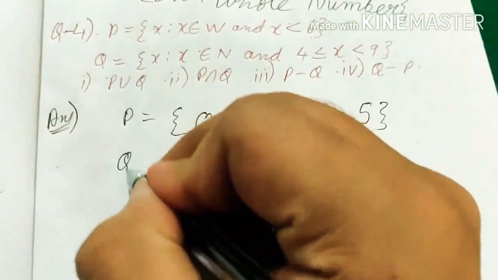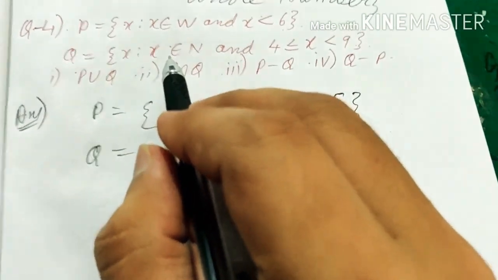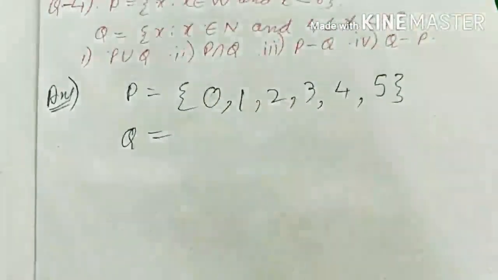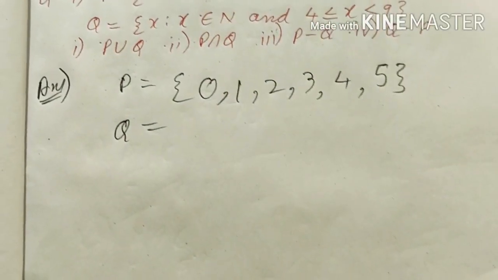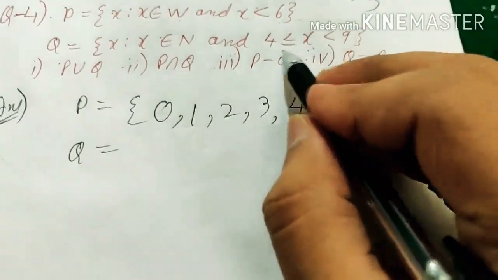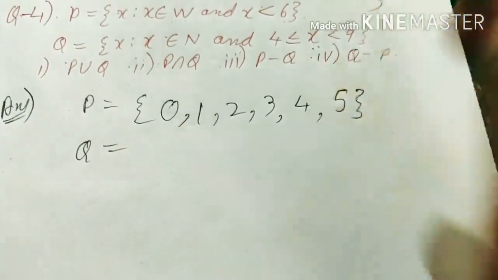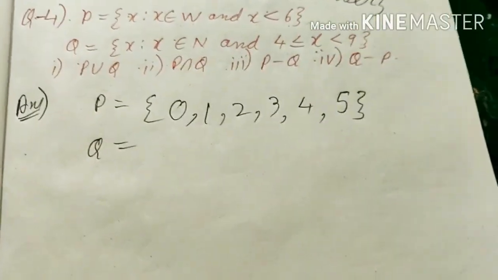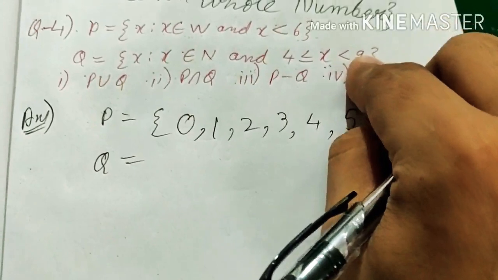What will be the Q set? Q set says that x belongs to natural number. Natural number means it starts with 1. And it also says that that number is greater than or equals to 4. That is, it is 4 or more than 4. Okay, or less than 9.